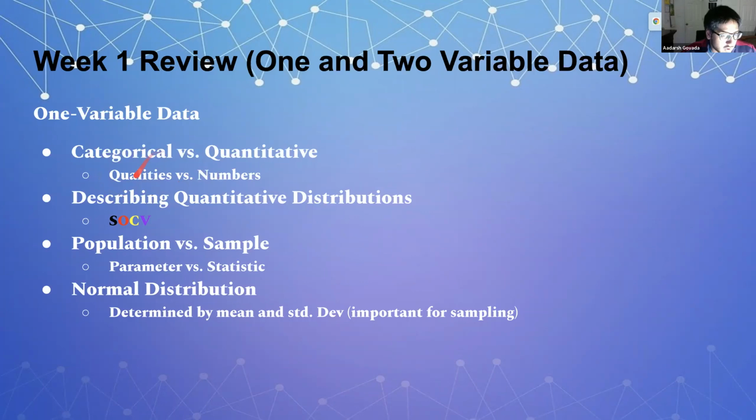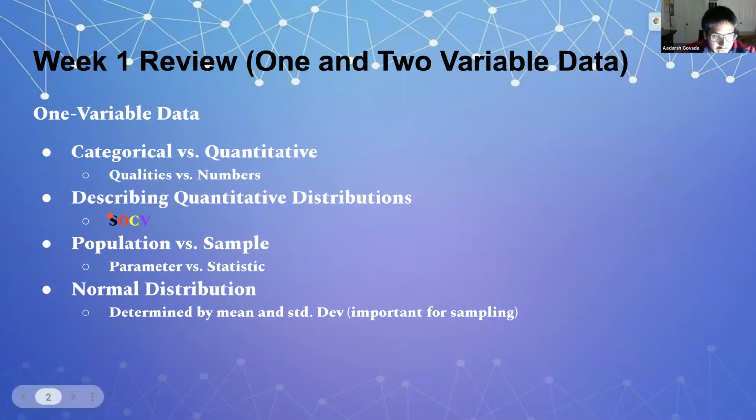Categorical variables are things that can be described by qualities like ice cream flavor or favorite color. And quantitative variables are just pure numbers like test scores or age or height. And then we looked at how to describe quantitative distributions.